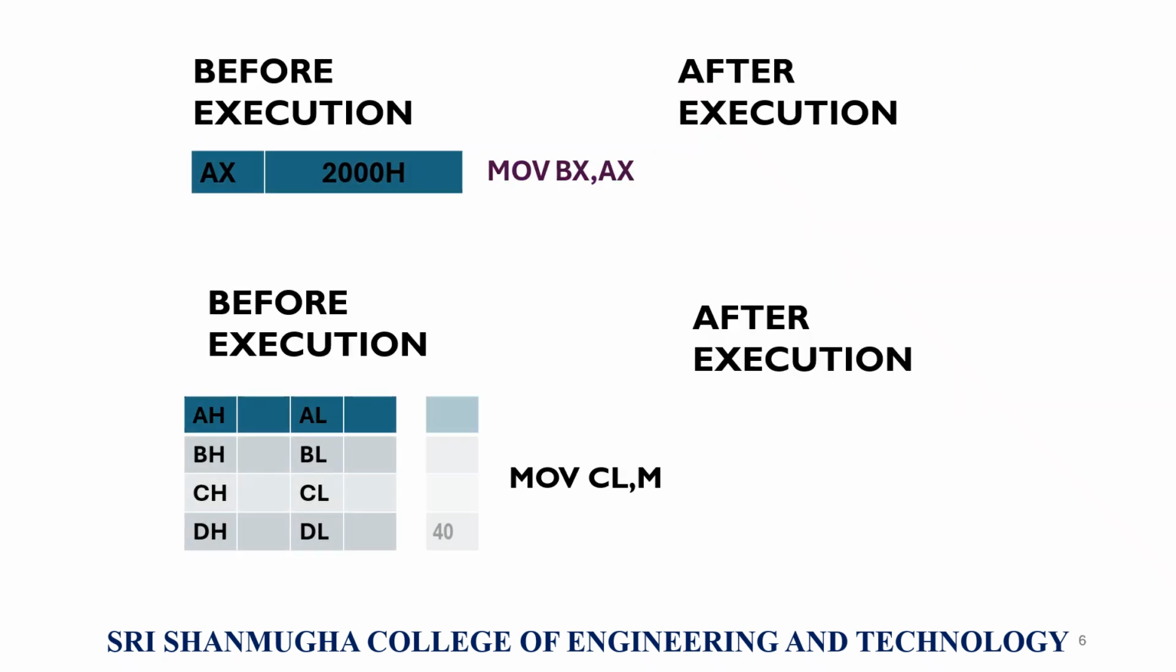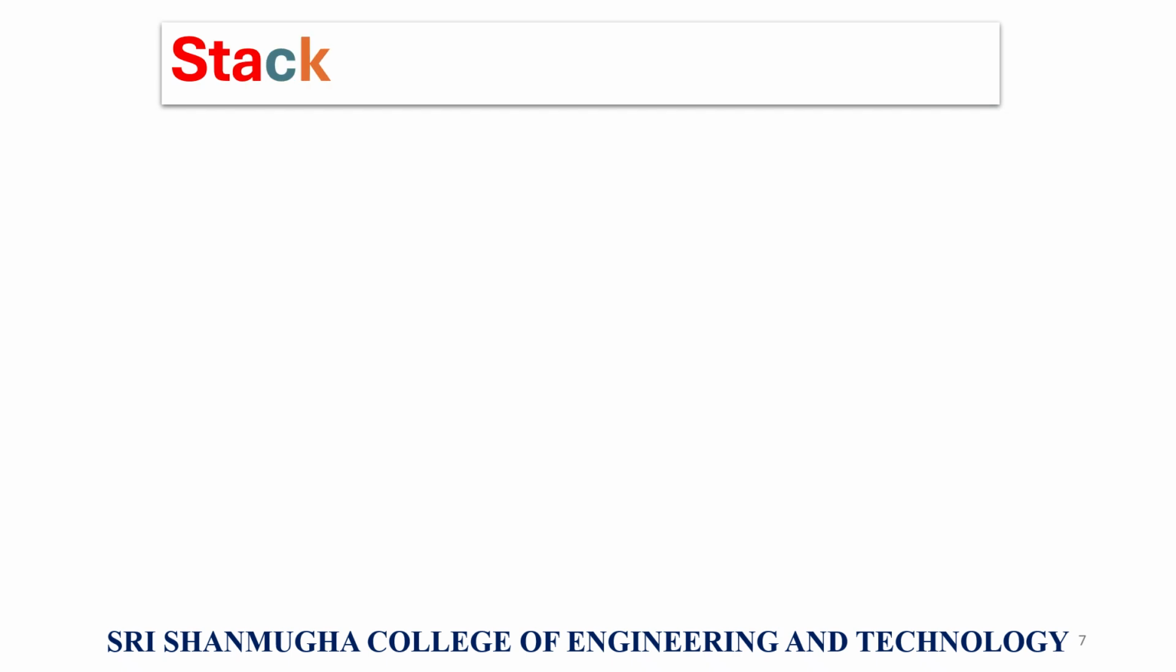Here we have given an example: move bx comma ax. The actual operation performed in this instruction is that the content present in the ax register will be moved to the bx register. Before execution we have 2000 in the ax register. Actually you have to say it as 2000h, where H means hexadecimal number. After execution, if you look at the bx register, the content present in ax has been copied to bx. Thereby this is a data copy or data transfer instruction. So two examples are given. You can see that.